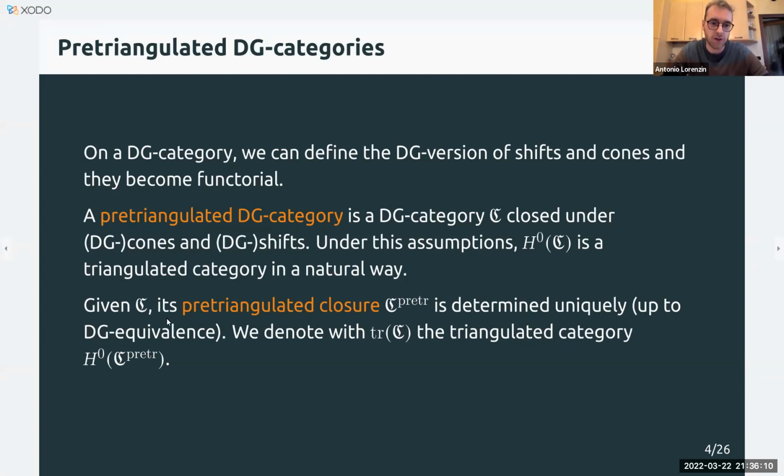I will say what a DG functor is, but you can imagine this is the equivalence we want. And now I will denote with TR of C the triangulated category associated to C, which is the homotopy category of its pretriangulated closure.